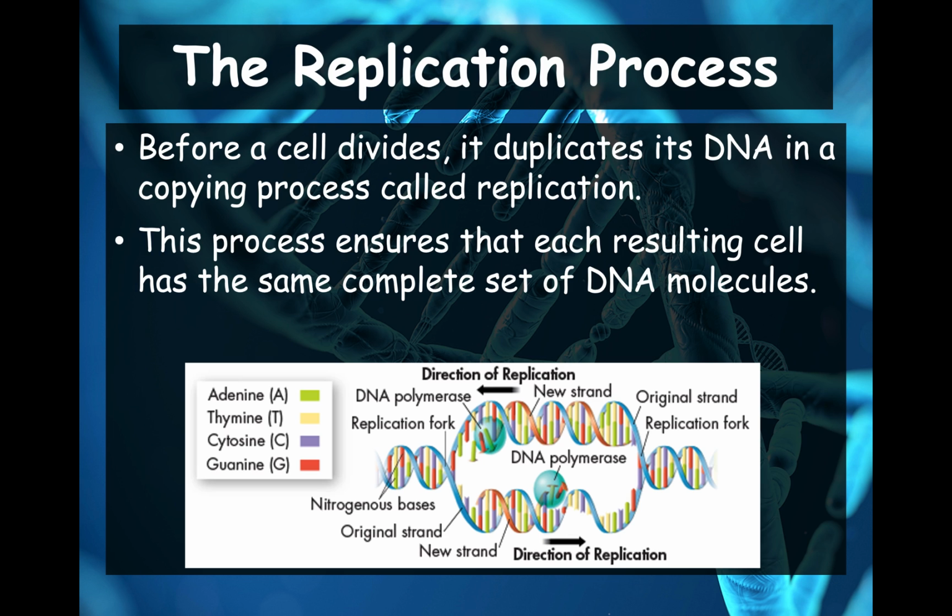So, before a cell divides, it duplicates its DNA in a process called replication. And we know that this happens during the S phase of interphase, right? So this process ensures that each resulting cell has the same complete set of DNA molecules. And we're going to go into how exactly it does it. But this image is actually really, really good. I also have a video that you guys are going to watch that I think explains it really well.